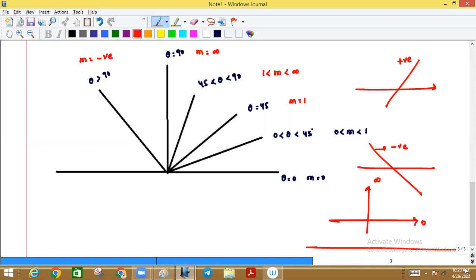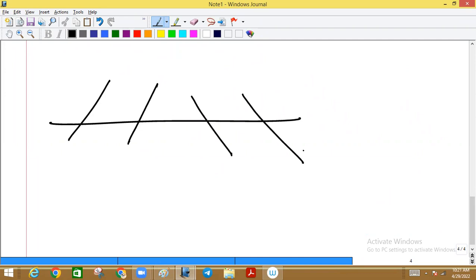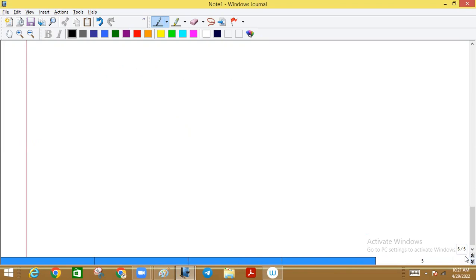Understood? Slope of x-axis is what? 0. Slope of y-axis is undefined. Vertical lines are undefined. Okay. Positive slope, positive slope, negative slope, negative slope. Right? Next.